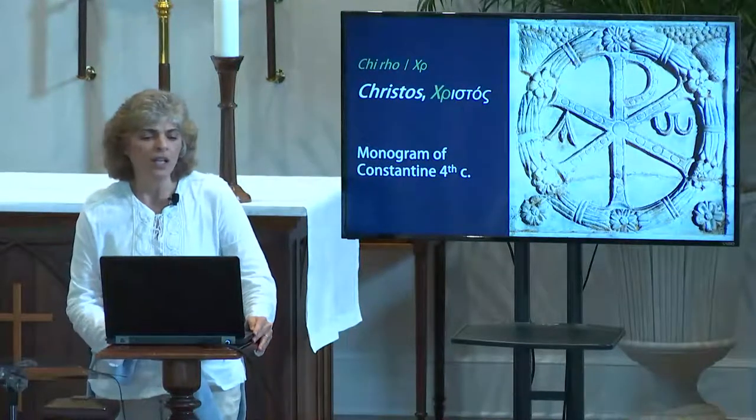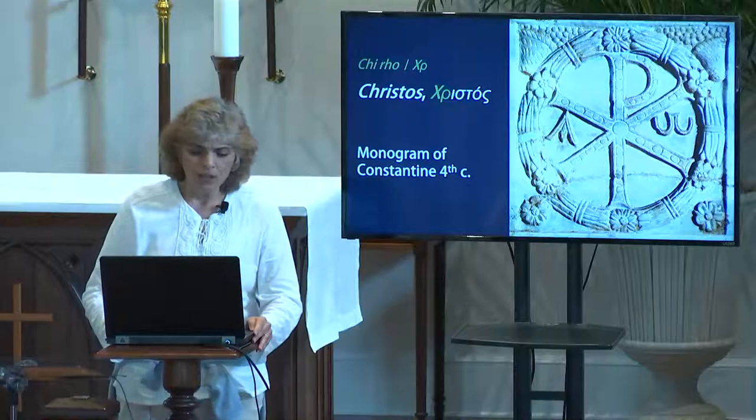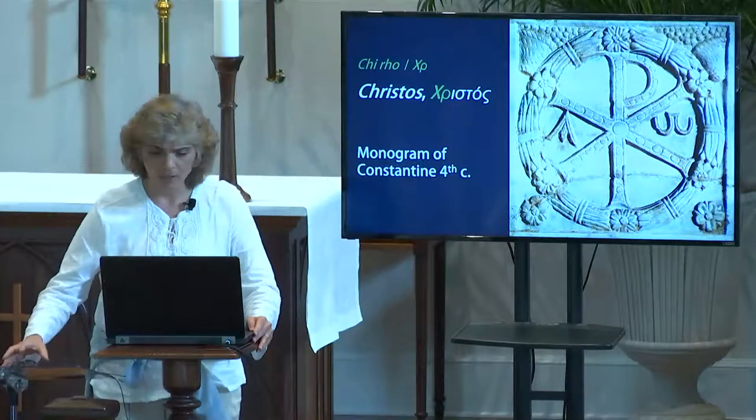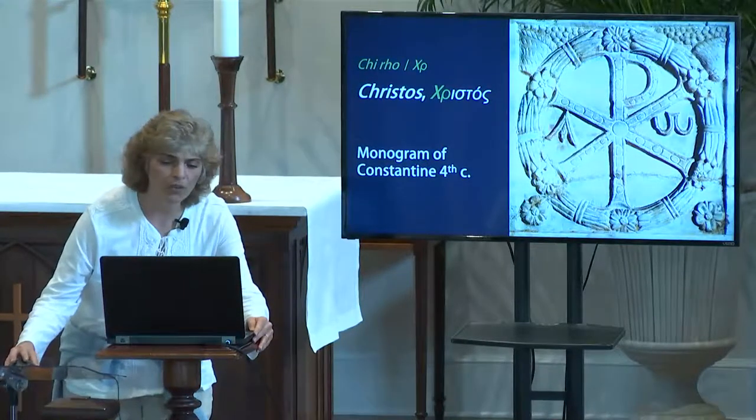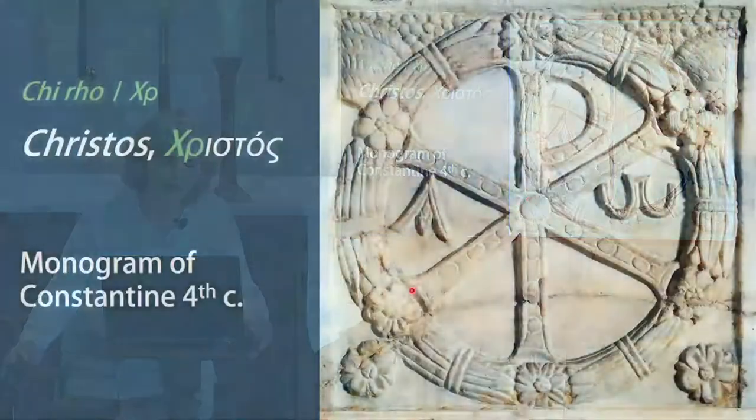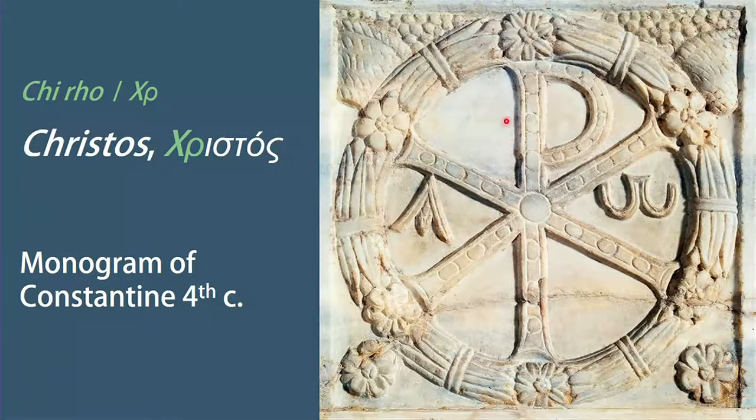All right, we'll move on to this image here. It's known as the monogram of Constantine. And what it consists of, once again, is the chi, like you see here, intersected by the rho, the first two letters in the Greek name for Christ. And that is now circled by the laurel wreath, the crown, the victor's crown.